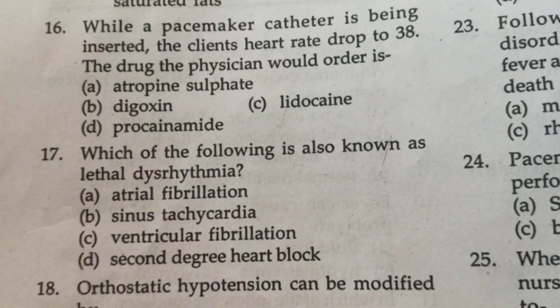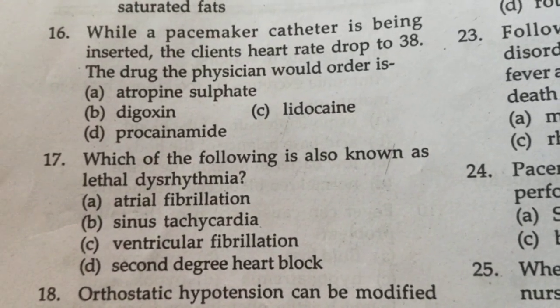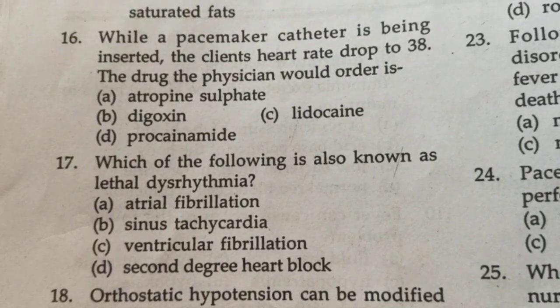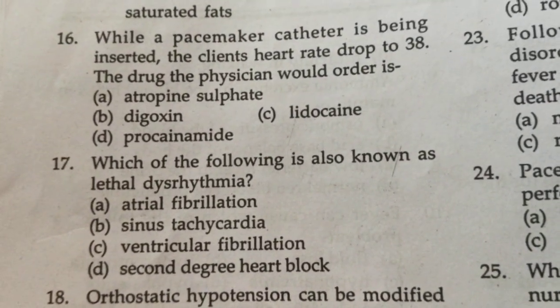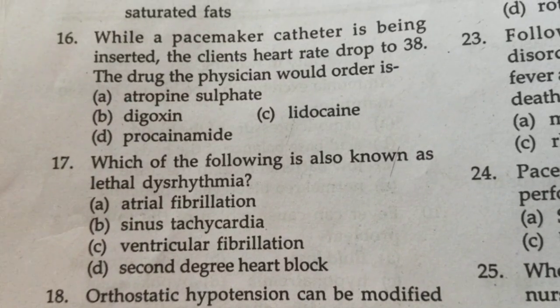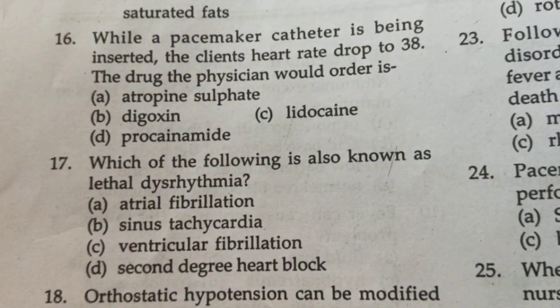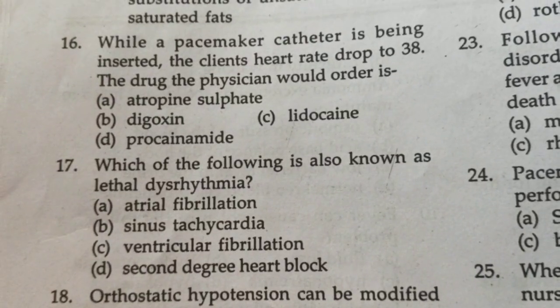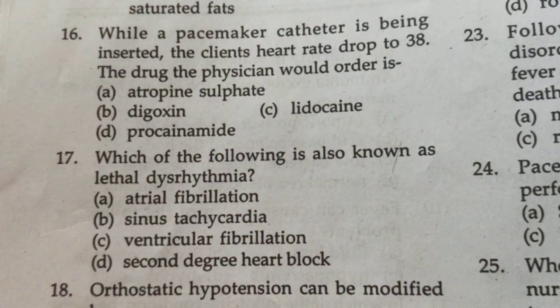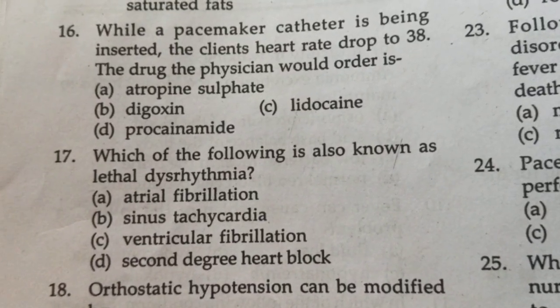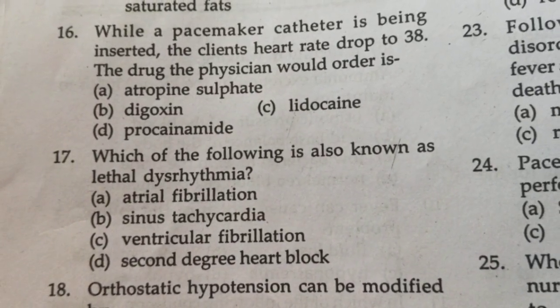16th question. While a pacemaker catheter is being inserted, the client's heart rate dropped to 38. The drug the physician would order is: option A, atropine sulfate; option B, digoxin; option C, lidocaine; option D, procainamide. Option A is the right answer, atropine sulfate. When the heart rate drops, we will give atropine sulfate.